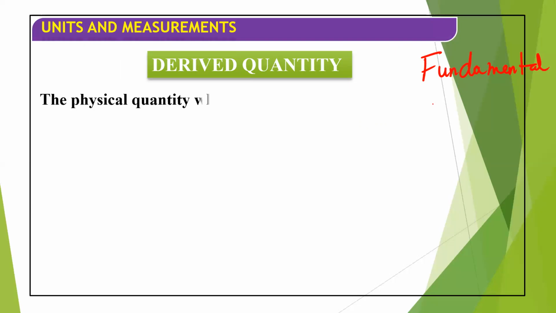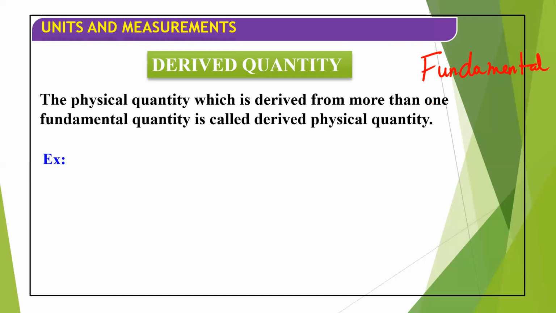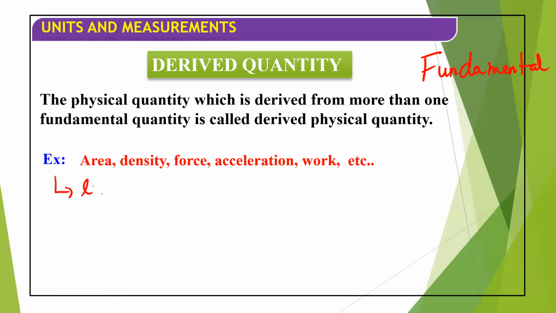So let's check out. The physical quantity which is derived from more than one fundamental quantity is called a derived physical quantity. Let's take some examples. So you have area, density, force, acceleration, work. Now you might ask me how. See, can I say area is basically length into breadth, or can I also say length into length? So length is which quantity?